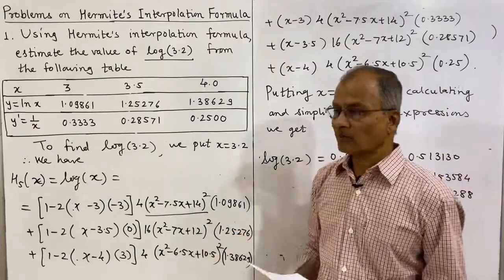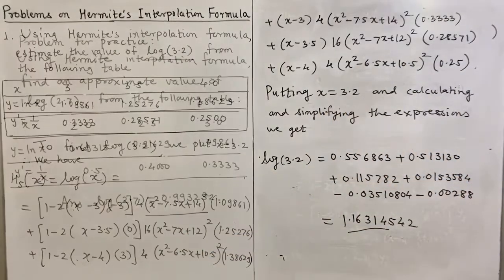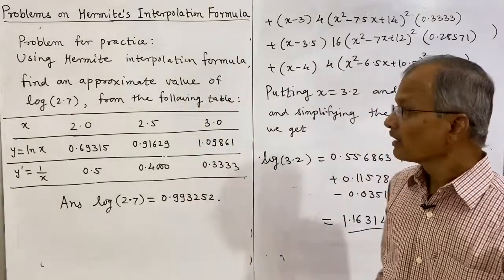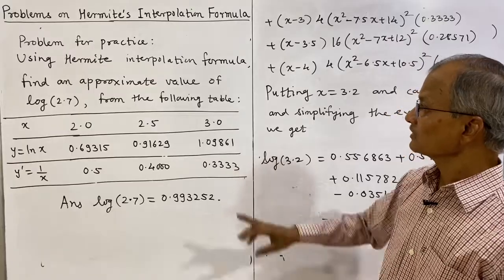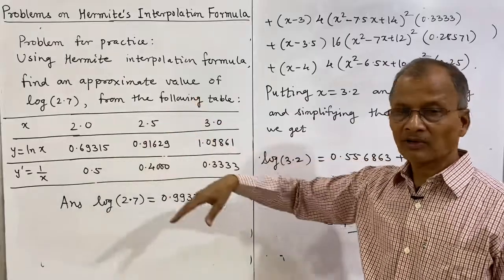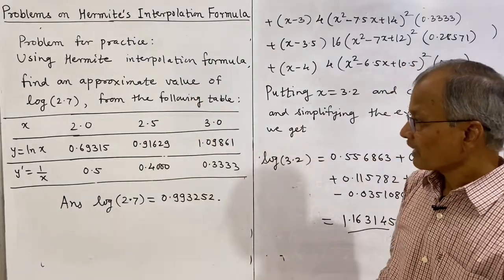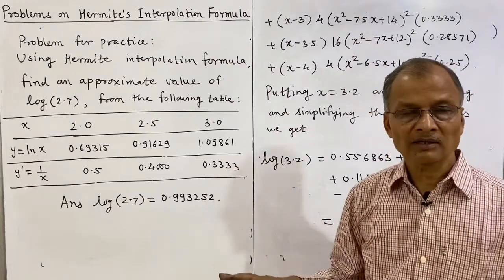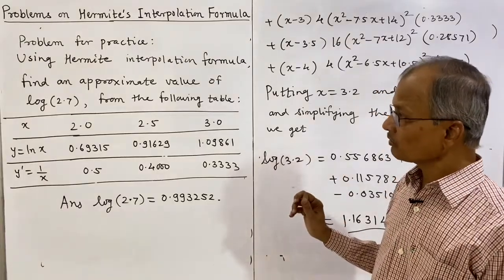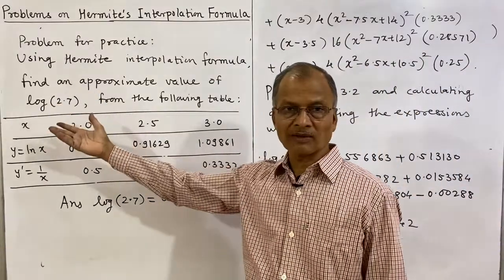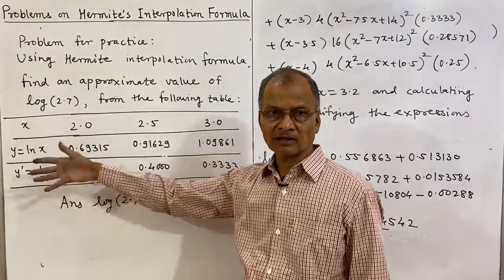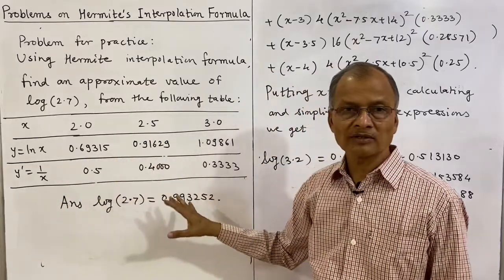Now I will write a problem for your practice. See, I have written a problem for your practice on this side. Please note this. By using Hermite's interpolation formula, find approximate value of, again it is natural log of 2.7, and the problem can be solved in exactly the same way that we have solved this earlier problem. And you note that every time the function may not be the same. It may be log, or it may be sine of x, or it may be cos of x, or any other function. But what is important is the formula.